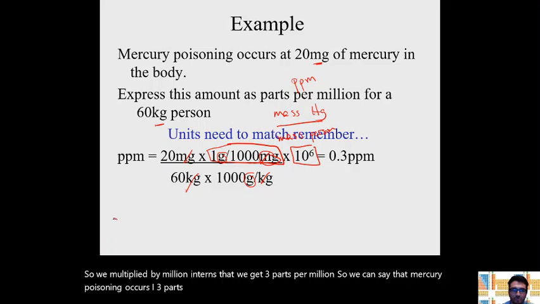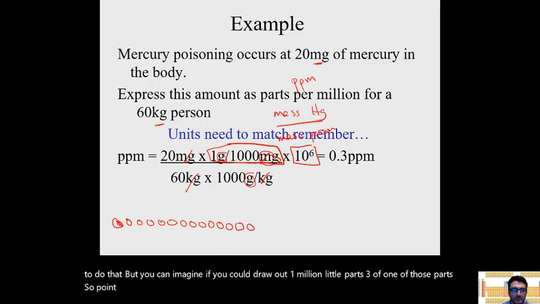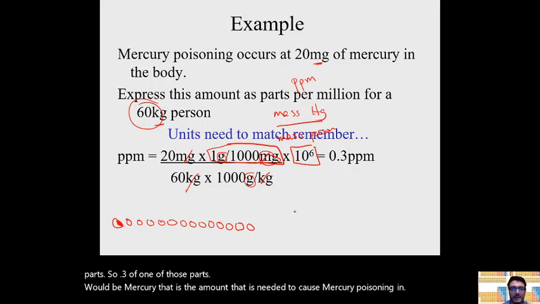So if you were to draw out 1 million little parts, I'm not going to do that, but you can imagine. If you could draw out 1 million little parts, 0.3 of one of those parts would be mercury. That is the amount that is needed to cause mercury poisoning in that mass of a person.